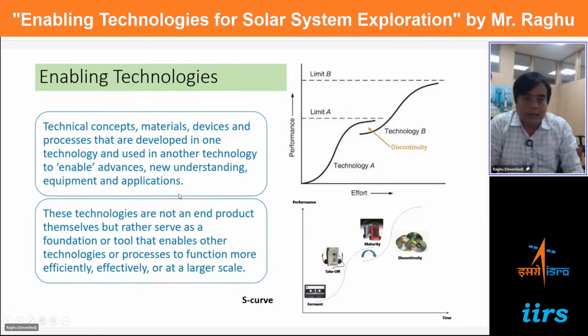Suppose, let us say, a mobile phone. If you take the smartphone, the enabling technology could be Android, the software, because Android software is a different platform, but the smartphone is hardware. So the development in software enabled the development of the hardware. But these technologies are not end products themselves. They serve as a foundational tool that enables other technologies to function more efficiently.